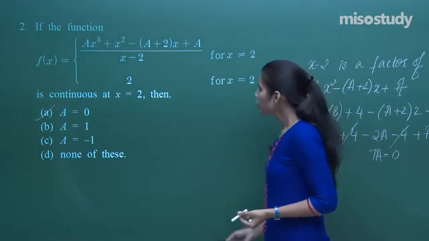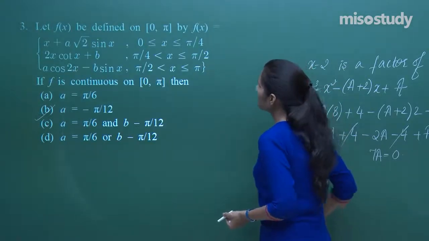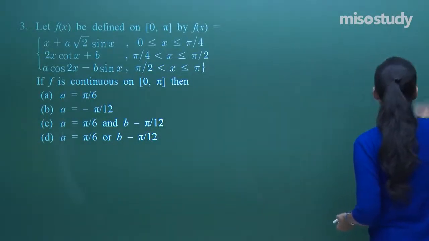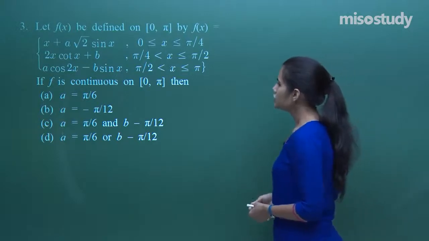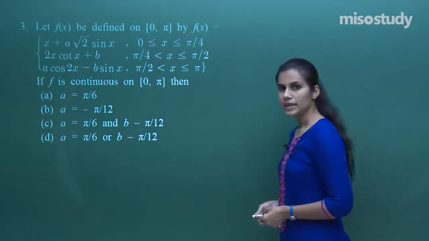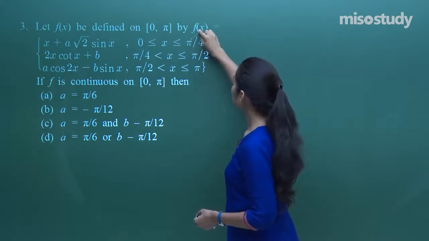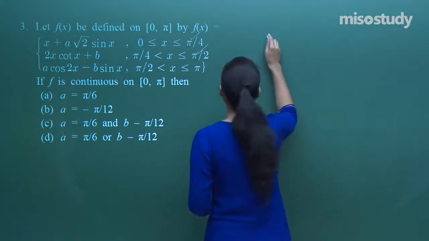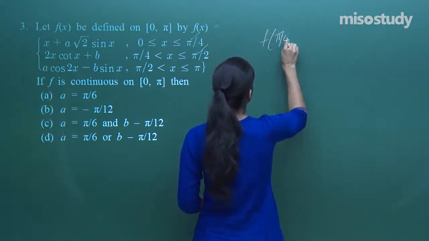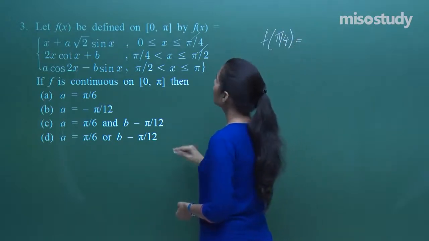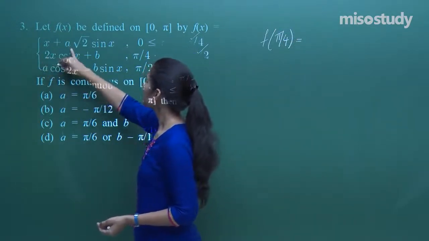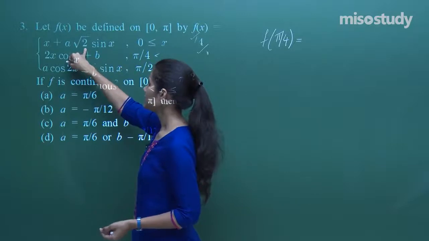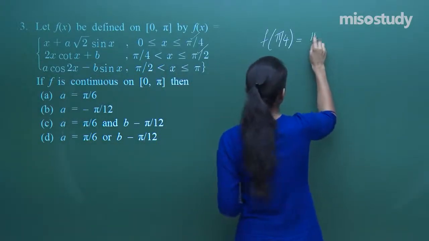Fine. Looking at the next question, we have f(x) defined on 0 to pi by this particular branch function definition: if f is continuous on 0 to pi, then what is the value of a and b? Obviously, we are to check the function's behavior on these breaking points, which is pi by 4 and pi by 2. If I talk about f of pi by 4, f of pi by 4 is actually equal to pi by 4 plus a into root 2 into sine of pi by 4. Sine pi by 4 is 1 by root 2, root 2 cancels, you are left with pi by 4 plus a.